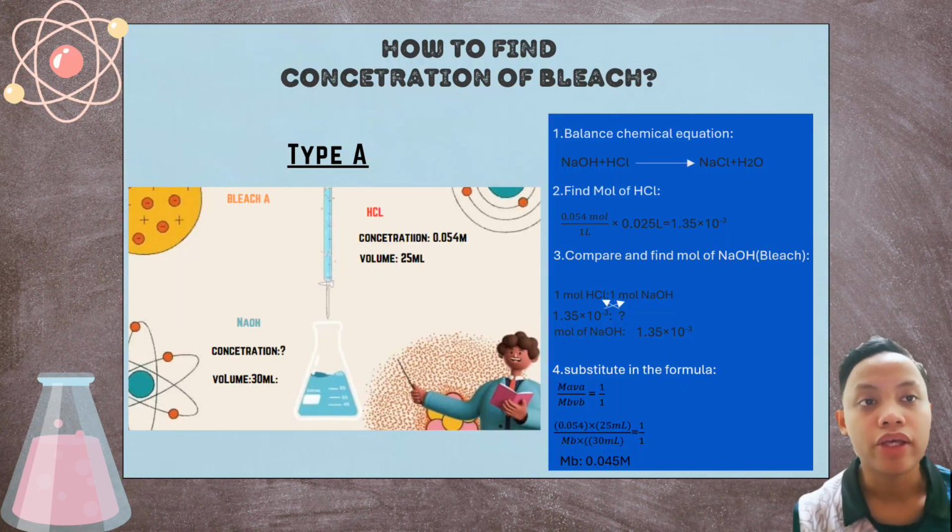How to find the concentration of bleach based on the type A Clorox picture here? So we can see the concentration of sodium hydroxide here is still unknown. So what should we do? First, we must balance the chemical equation.